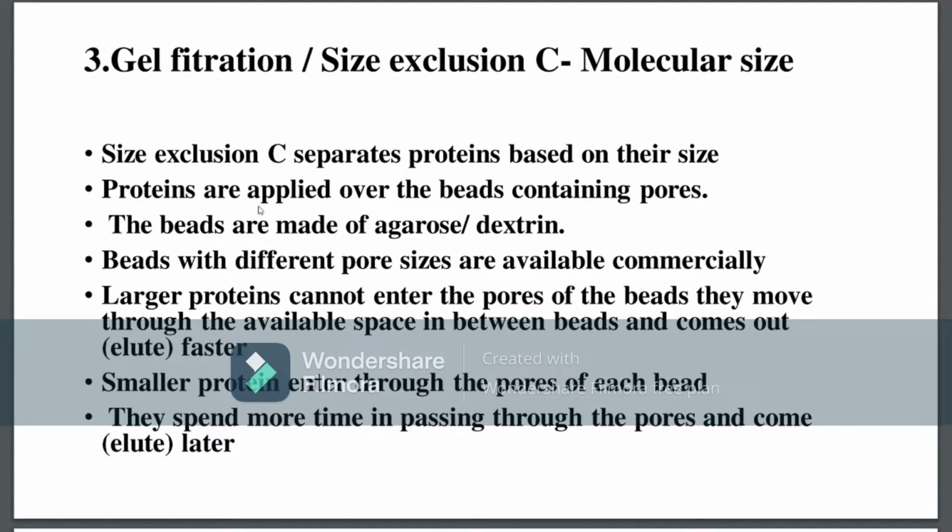Proteins are applied over beads containing pores. The beads are made up of agarose or dextran. Beads with different pore sizes are available commercially. Larger proteins cannot enter the pores of the beads. They move through the available space in between beads and come out faster, as they are not entrapped in the pores, so they elute out faster. But smaller proteins enter through the pores of each bead. They spend more time passing through the pores and come out later, or elute later.